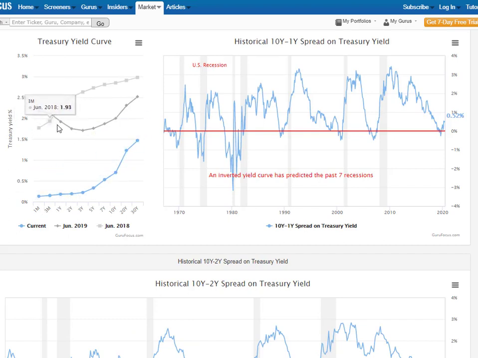A year ago, it had the humped part, and 2 years ago, it was also upward sloping. So this is the most common, the normal yield curve. And why is it important? Because the inverted curve predicted the past 7 recessions. So it's a pretty good indicator of whether the market is anticipating a recession or not. That's why so many people follow it.